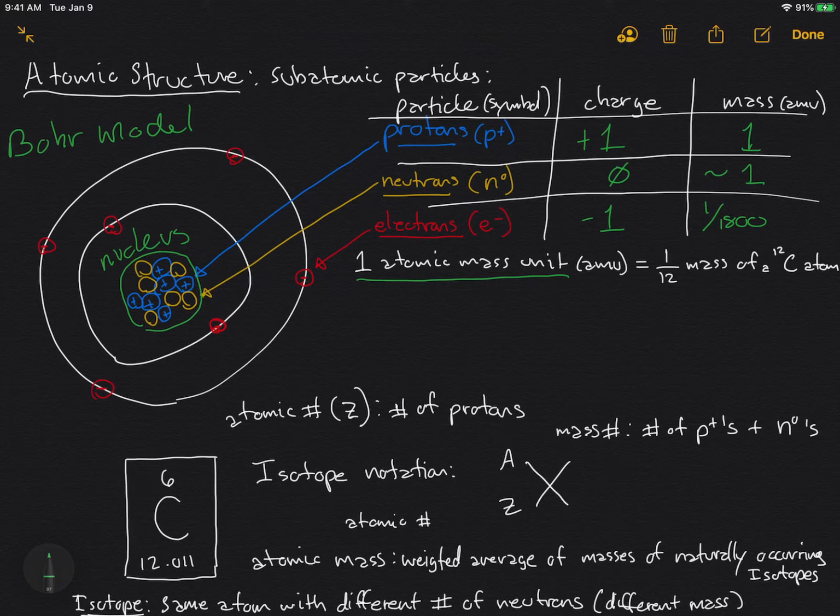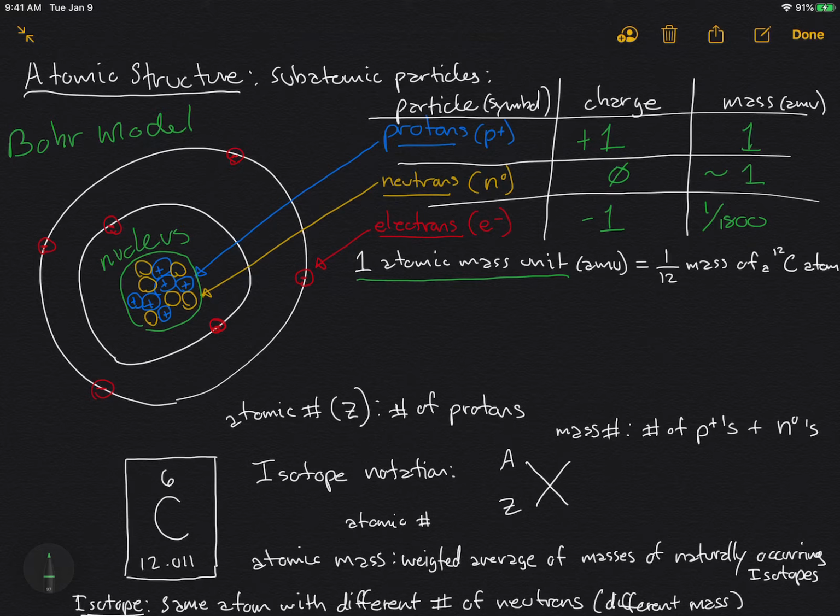And the nucleus is very, very small. If you were to compare the size of the nucleus with the size of the electron cloud, in a real-world example, if the electron cloud were the size of, say, a football stadium, then the nucleus would be the size of a blueberry in the middle of that football stadium. So the nucleus is very small, but it's where all the mass is in the atom.